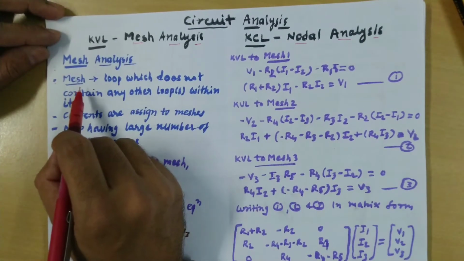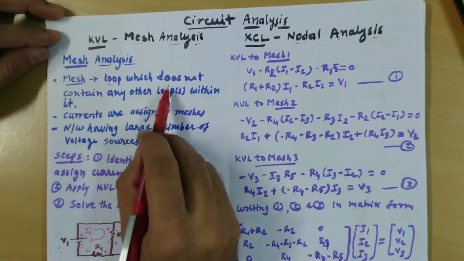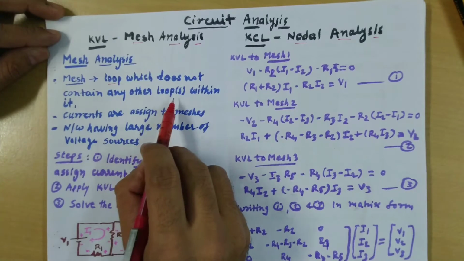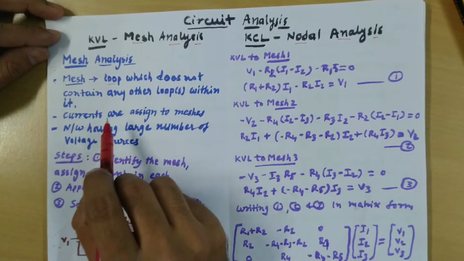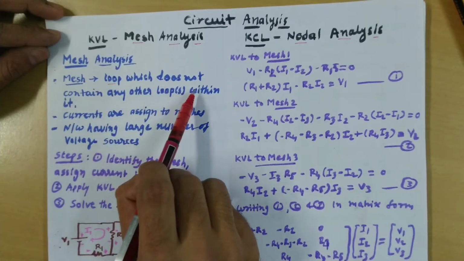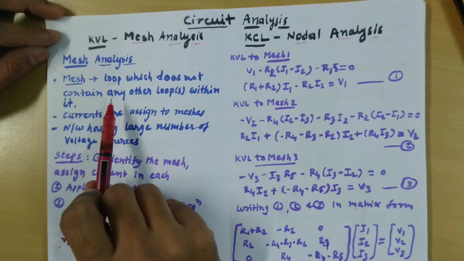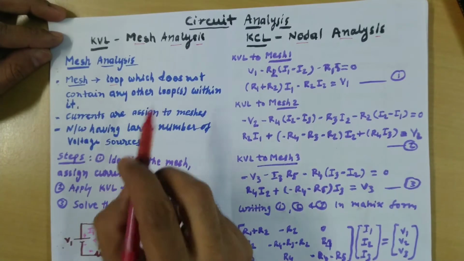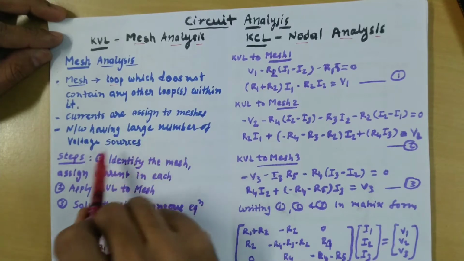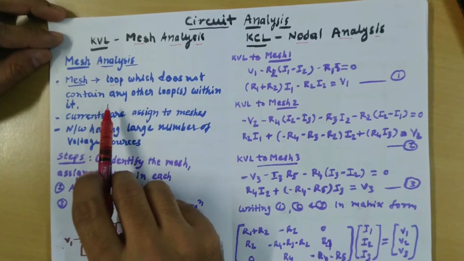What is the meaning of mesh? Mesh is nothing but a loop which does not contain any other loop or loops within it. So mesh is basically a loop and there is no other loop inside it, then it will be called a mesh. Currents are assigned to meshes, and a network having a large number of voltage sources can be solved using mesh analysis.